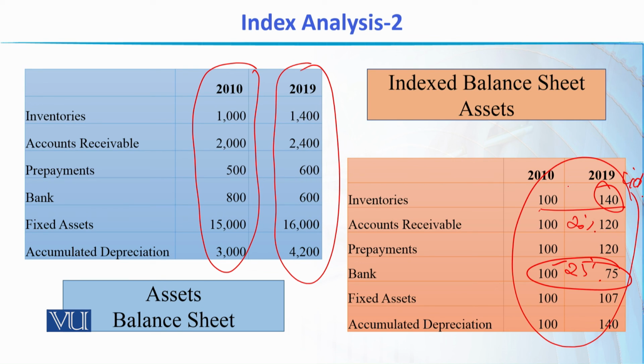So in a nutshell, we can conclude that index analysis, where all the values are converted to 100 base and compared with the base year, we can very easily see how we are trending, whether we are moving forward, and whether this forward movement is positive or negative.